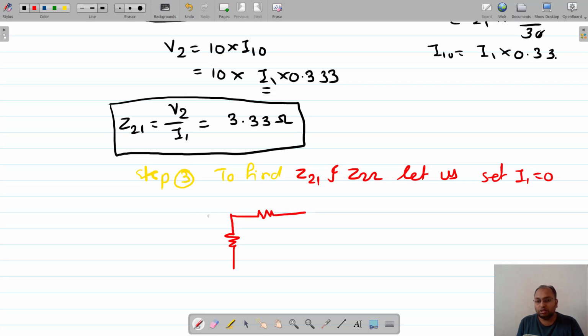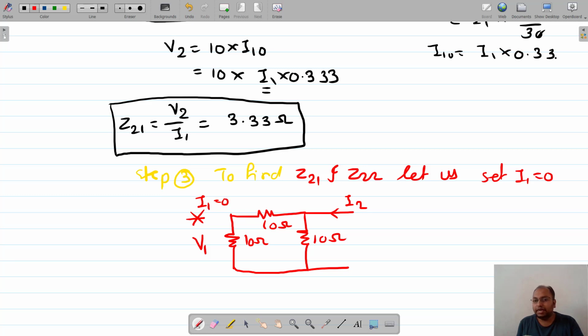I am not going to show this part. But remember that V1 will not be 0, because it is the drop across this 10 ohm now. Are you getting it? And this is I2. In the previous case we made I2 equal to 0, and in this case we have made I1 equal to 0, right? But I2 is not 0 now. And V1 is nothing but the drop across this 10 ohm now. Is that fine?